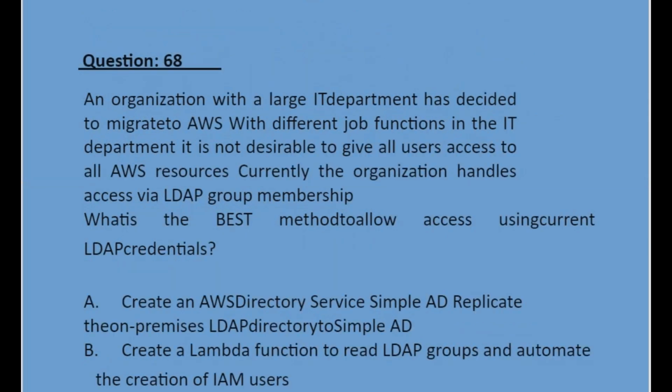Question is, an organization with a large IT department has decided to migrate to AWS with different job functions in the IT department. It is not desirable to give all users access to all AWS resources. Currently, the organization handles access via LDAP group membership. What is the best method to allow access using current LDAP credentials?